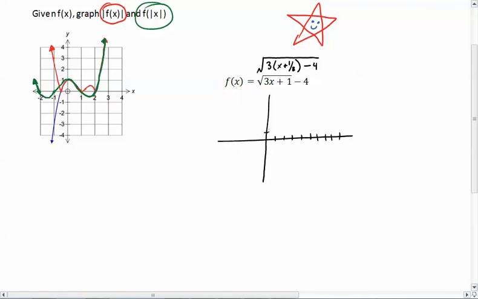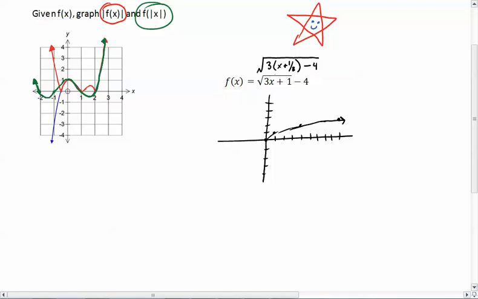I'll go ahead and go all the way up to 9. And from there, we go 0, 0, 1, 1, 4, 2, and 9, 3. So all of those points will be helpful. So there's my original function. So what I'm going to do here is the transformations.